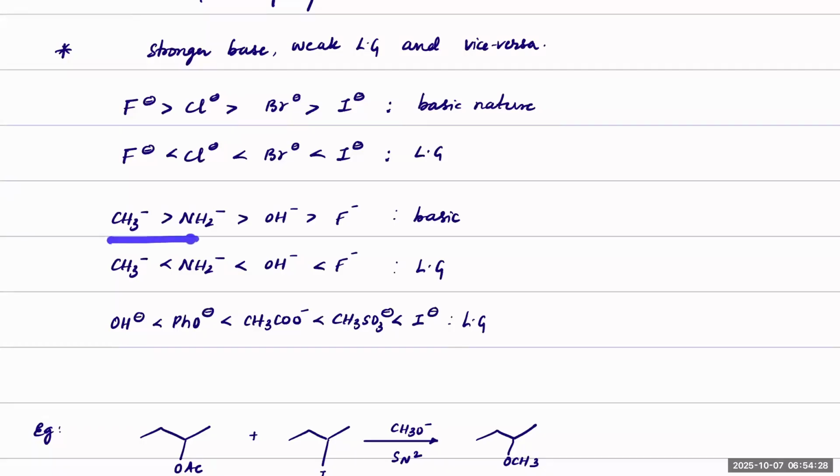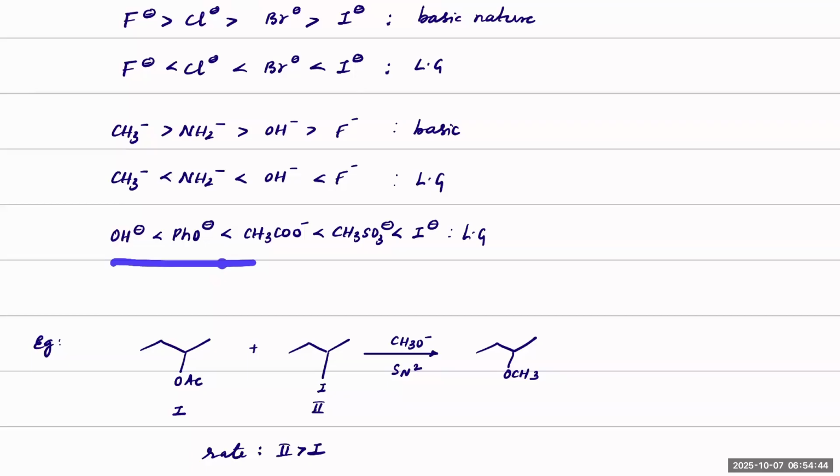Next is this one. CH3 minus, from left to right, is a better base than NH2 minus, OH minus and F minus. So this is the basic order, and the leaving group ability will be exactly opposite. Got it? And overall, this leaving group ability is based upon their pKa values.